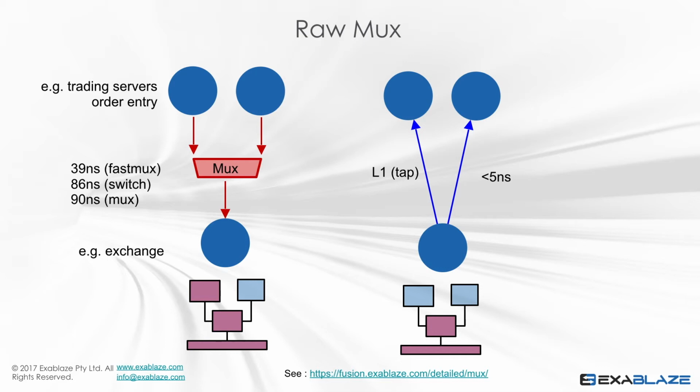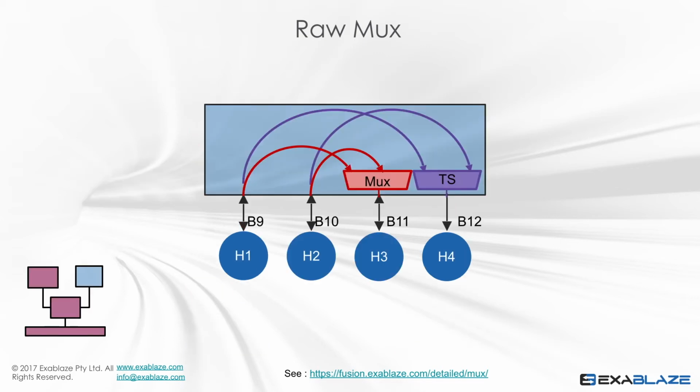The simplest multiplexing mode is called the raw mux mode. In this mode, packets are multiplexed through the FPGA in the upstream direction from the many servers up to the one connection point, but on the return path, packets are simply distributed through the layer 1 device, resulting in very low latency. The lowest multiplexer latency is slightly under 40 nanoseconds, and the lowest return latency is a little under 5 nanoseconds, giving around a 45 nanosecond round trip through the device.